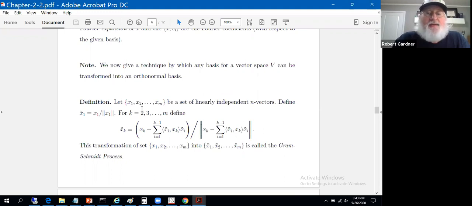The technique involves projections, that's why it's in this section, to take x1 through x sub m, a set of linearly independent vectors from Rn. So they are a basis for their span. They're linearly independent and they span what they span, so they're a spanning set for their span. They're not necessarily a basis for Rn, but a basis for something. So we are indeed turning a basis into an orthonormal basis.